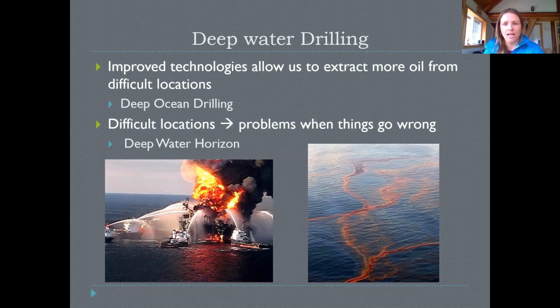So this would be an example of one of these costs that is not included when we think about how much does coal cost versus oil cost. We're not considering how much cost is associated with a massive oil spill, and that is ultimately a cost that's paid by society. So something to consider as well.